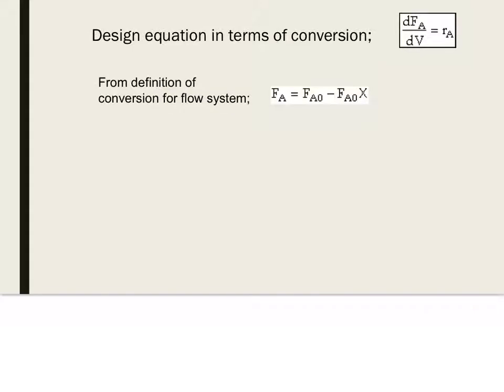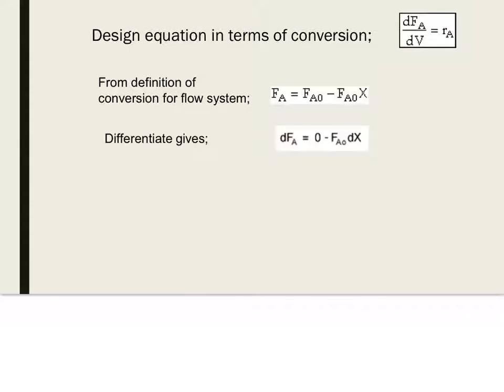Since from the previous slide we have design equations in terms of conversion, dFA over dV equals RA. If we want to write the design equation of a plug flow reactor in terms of conversion, we need to take up from the definition of conversion for a flow system, where FA equals FA naught minus FA naught X.